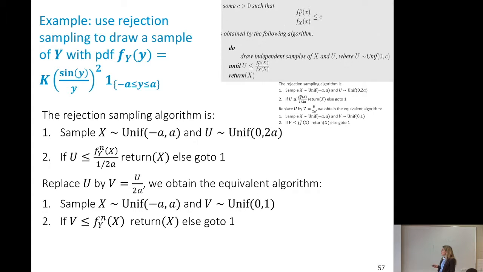So when x follows the uniform distribution in an interval, then we can do the simplification, and instead of drawing between 0 and c, we can draw between 0 and actually the bound of fYn. We will see it in a theorem later. Here it is 1, the bound of fYn. And then check if this sample is less or equal than fYn of x.